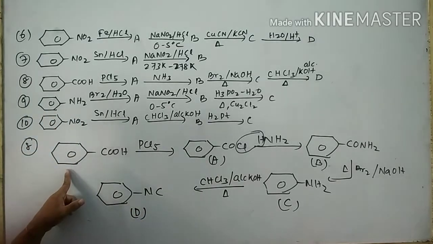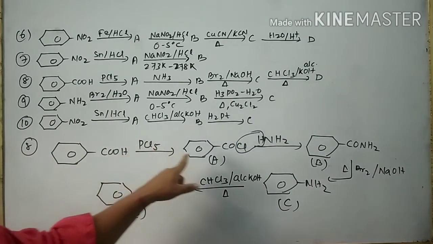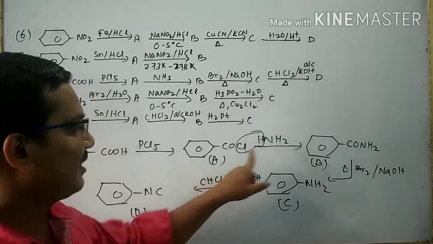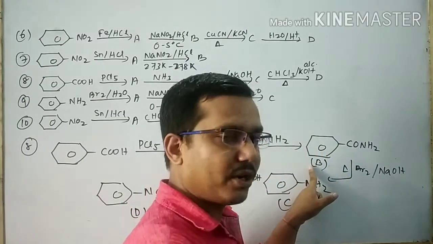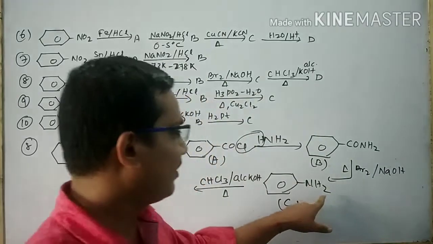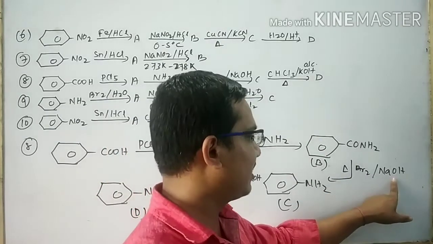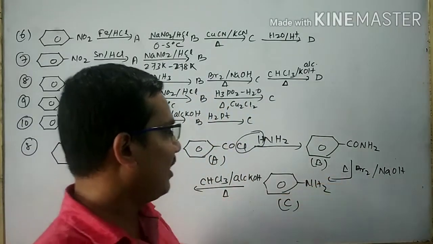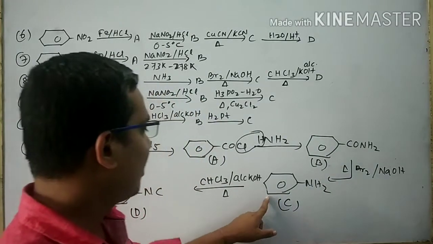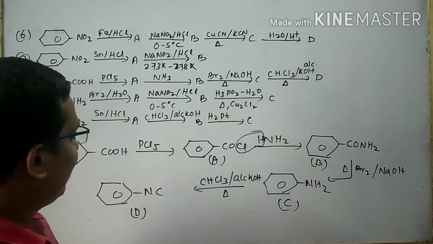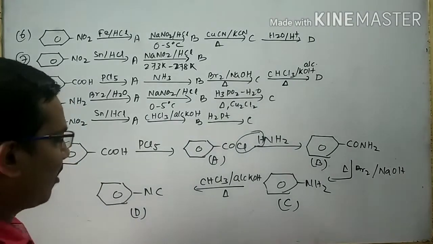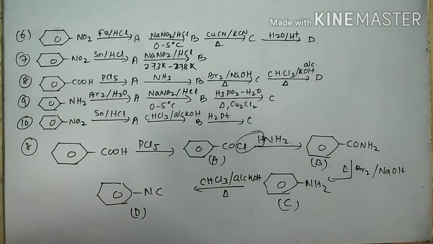Again I will repeat. Benzoic acid subjected to reaction with the PCl5 gives the product A. A is treated with the NH3 gives the benzamide, that is considered as the product B. B is subjected to reaction with the bromine in the presence of NaOH. Heat is given. Then aniline is formed. Now aniline is subjected to carbylamine reaction. Then phenyl isocyanide is formed, which is considered as a D.